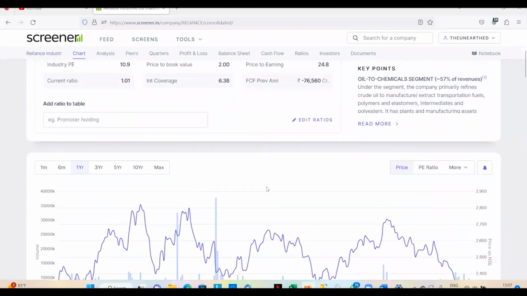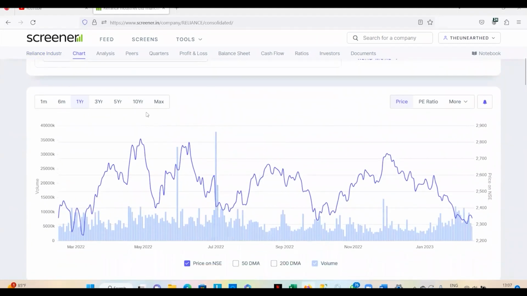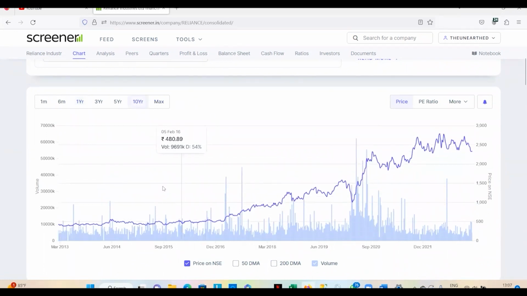Just to summarize, Amit has already shown you the technical side, but on a 10 year pattern, that's what Reliance Industries looks like. It's not about support and levels overall. From 2014, around 494, that's the price, and at the moment it is somewhere around 2336. That's the overall return.